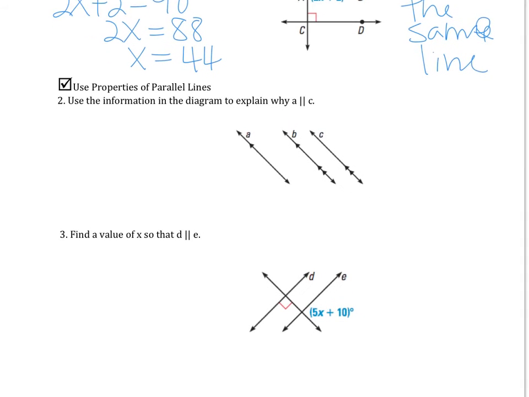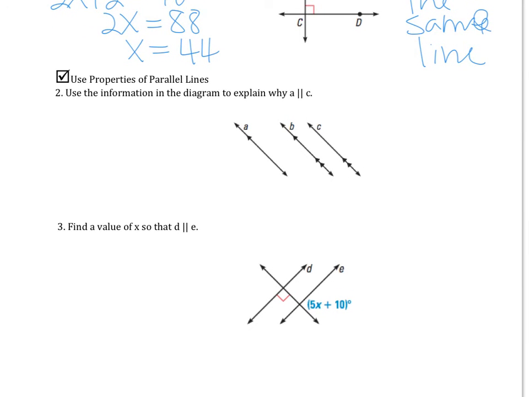I'm going to also work through the checkpoints with you. So use the information in the diagram to explain why A is parallel to C. Well, if you take notice, A is parallel to B, and we have B parallel to C.